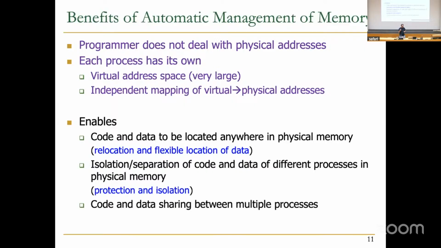Third, code and data sharing between multiple processes. Again, you co-op coding with your friend, you write two programs, and then you do not need to agree upon the physical locations you're going to share. The system can do it transparently for you using virtual addresses. And we can share code and data this way.